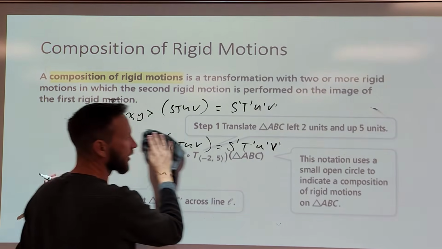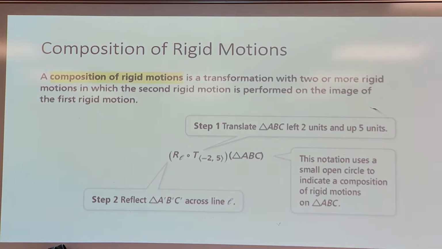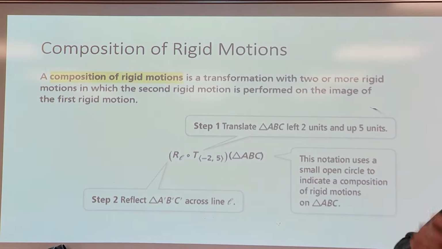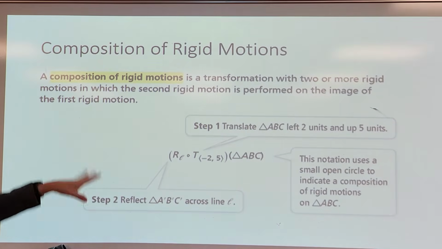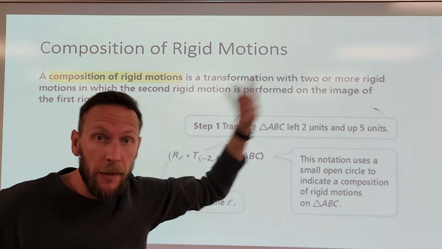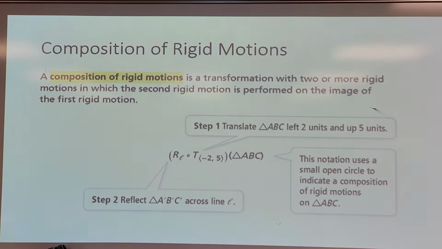And now for the kind of tougher part of today's lesson. So put a little asterisk by this, the composition of rigid motions. When we are doing 2 rigid motions, a reflection and a translation, or 2 reflections, or 2 translations, then we call that a composition. We are composing multiple rigid motions. We can do 2 or more, maybe there's 3, maybe there's 4 rigid motions that we're all doing in one set of exercises.